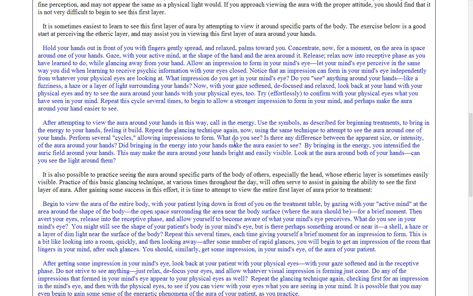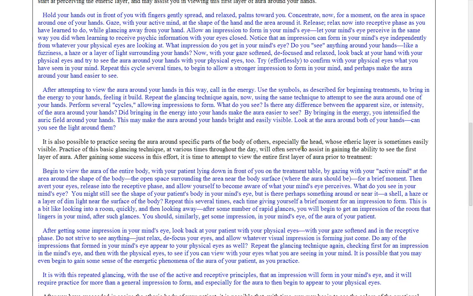What do you see? Is there any difference between the apparent size or intensity of the aura around your hands? Did bringing in the energy into your hands make the aura easier to see? Amplifying the energy around your hand and palm and fingers. By bringing in the energy, you intensify the auric field around your hands. This may make the aura around your hands bright and easily visible.